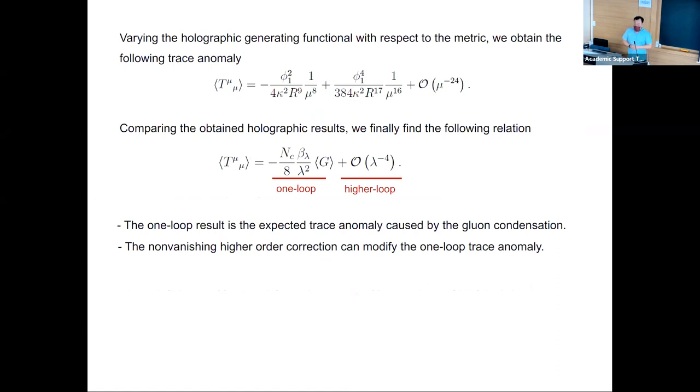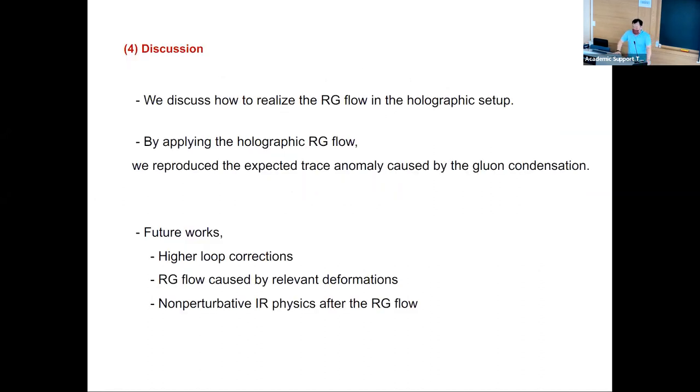Using that, you can calculate the trace of the stress tensor. Then we obtain the trace anomaly near the UV fixed point. So in terms of the 't Hooft coupling and the gravitational VEV of the gluon condensation, we can find the trace anomaly. This is a holographic result, and it is equivalent to the trace anomaly in QCD. Also, we can calculate the higher loop corrections. So this is the work.